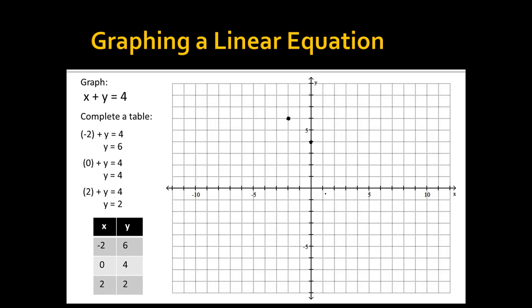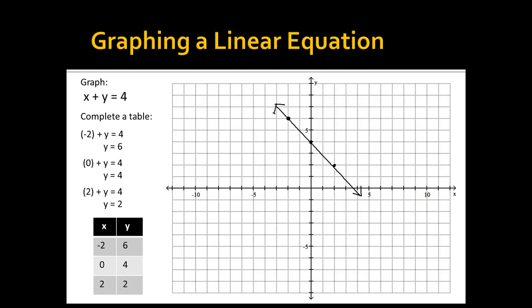Alright, last point, when x is positive 2, y is also positive 2. So I go right 2 and then I go up 2. And I put a point. Now I get my ruler ready to draw my line, and please use rulers and graph paper because it's much easier for you to be accurate and tell what you've got. Even with a ruler, sometimes you'll miss a point, just like I did. But that's our graph.